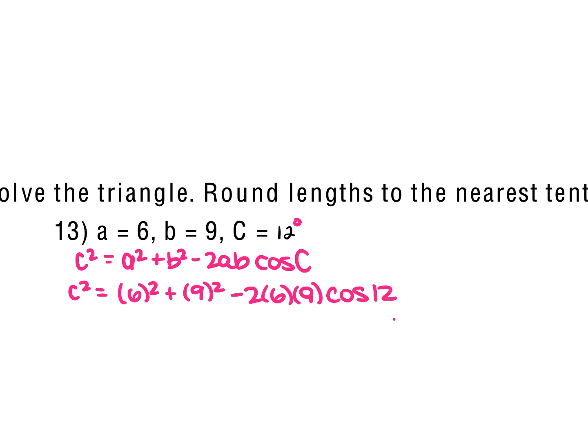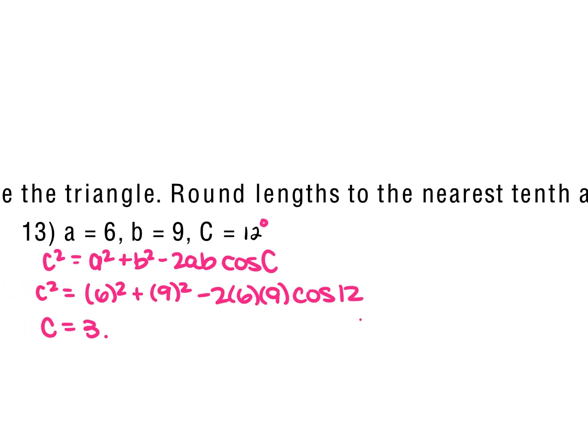I'm going to just plug this all into my calculator. So I have 6 squared plus 9 squared minus 2 times 6 times 9 times the cosine of 12. That gives us 11.36, and so on. We take the square root of that, and that's going to be c is equal to, to the nearest tenth, 3.4. So that's c.